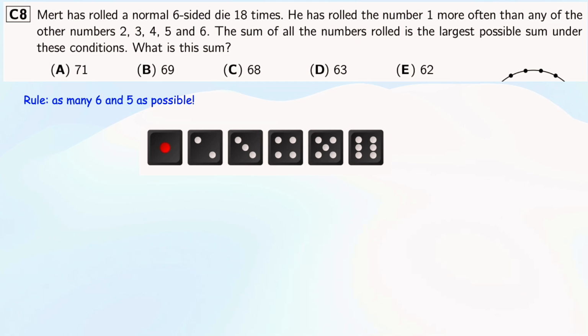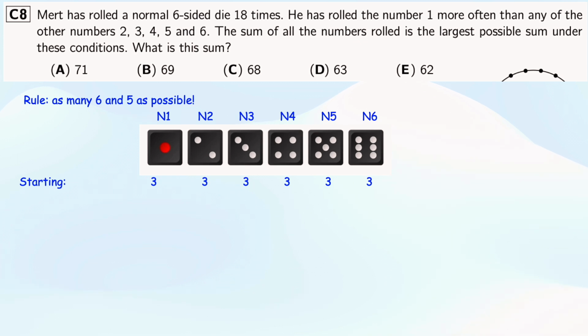So let's assume n1, n2 to n6 to be the number of times 1 to 6 appear, respectively. Since Matt rolled the die 18 times, the starting point is each of them identical, so 3 times. But the text said that the number 1 appears more often than any other number. So we start with n1 equal to 4.